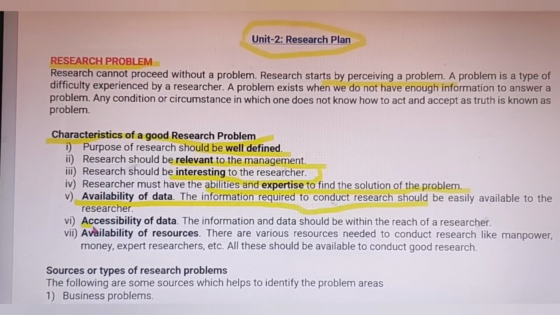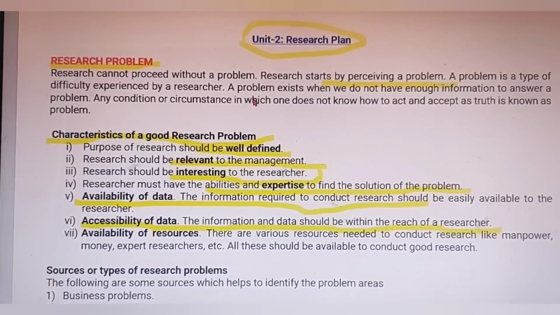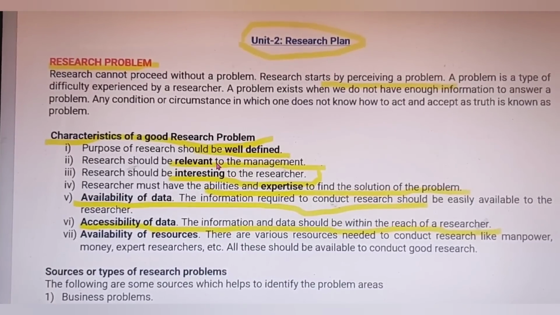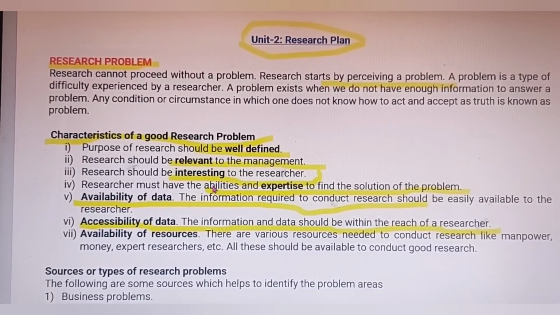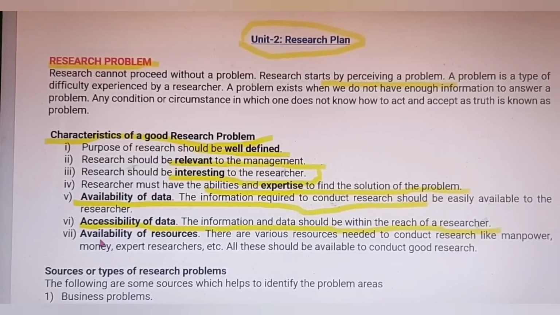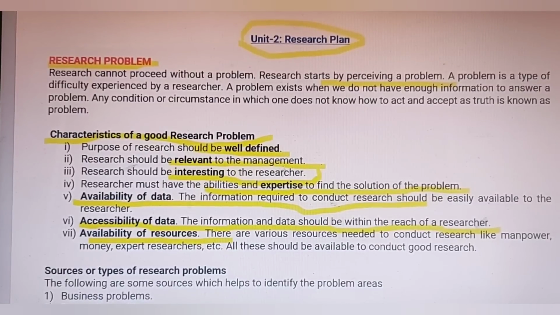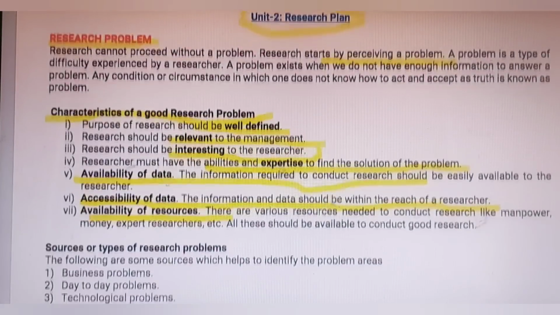Sixth one is accessibility of data. That means information and data should be within the reach of the researcher, and it should not be beyond the researcher. It should be accessible. And seventh, availability of resources, that means sufficient resources must be there to conduct research.